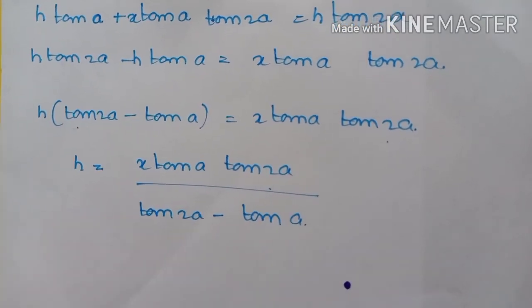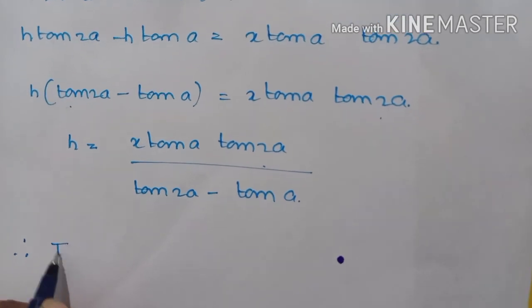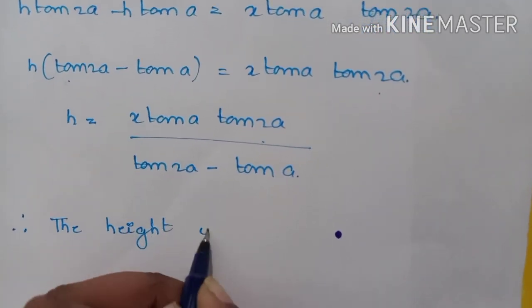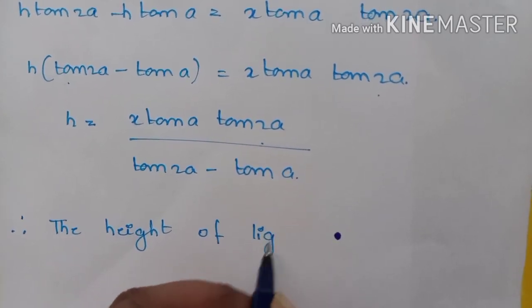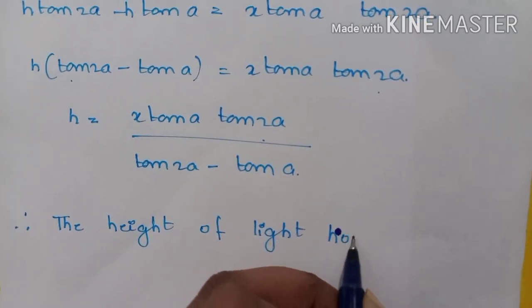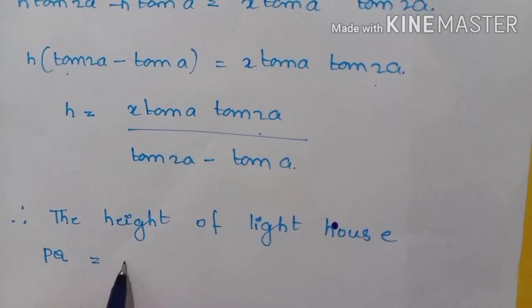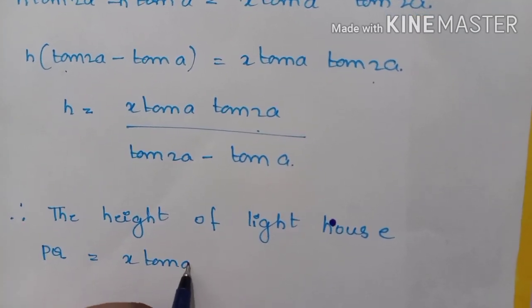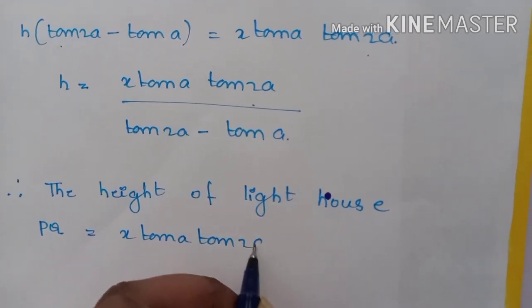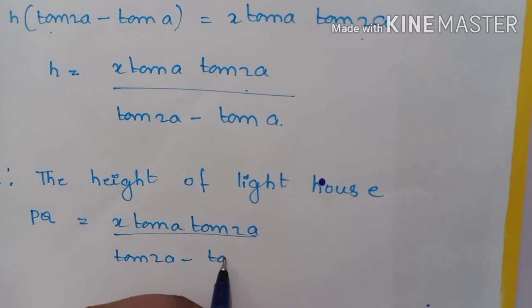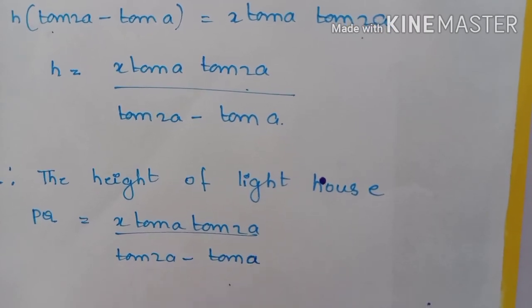This is the height of the lighthouse. Therefore, the height of the lighthouse PQ is x tan A tan 2A by (tan 2A minus tan A), and this is the solution.